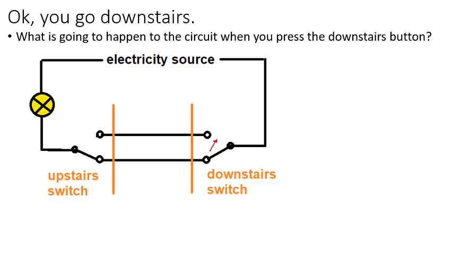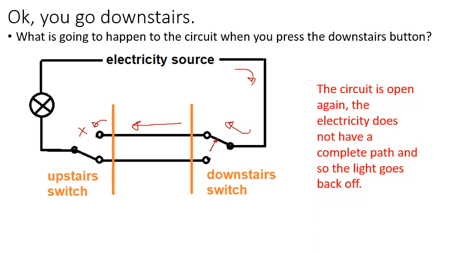Well, the path is going to be broken. And because the path is broken, the electricity cannot flow. It would go round here, it would go up in that direction, it would go along, but the problem is that we have now got a gap, and so therefore the electricity cannot flow and the light bulb goes off. The circuit is described as open again. The electricity does not have a complete path, and so the light goes back off.